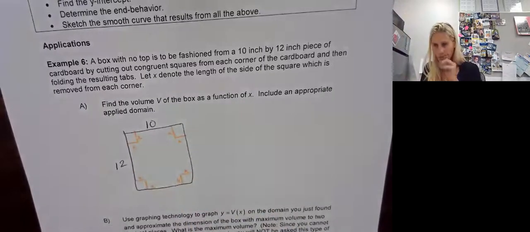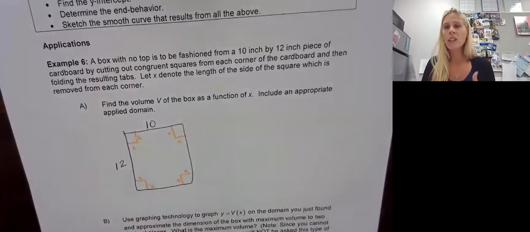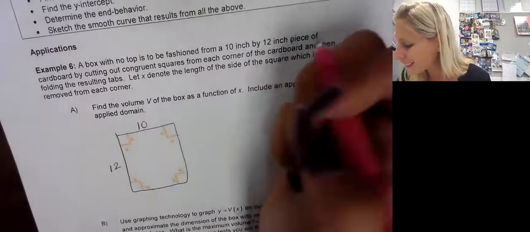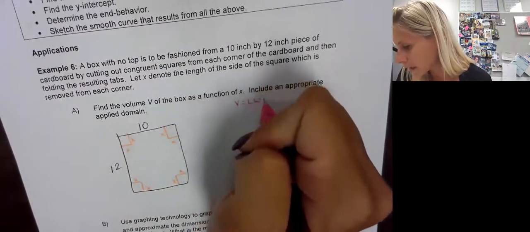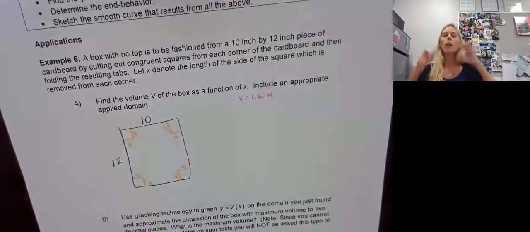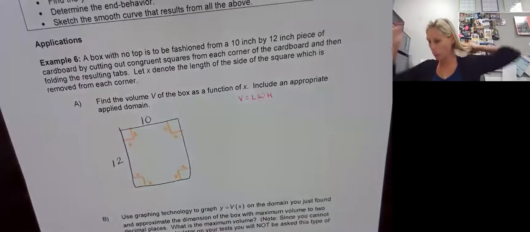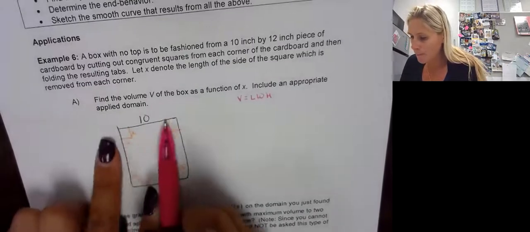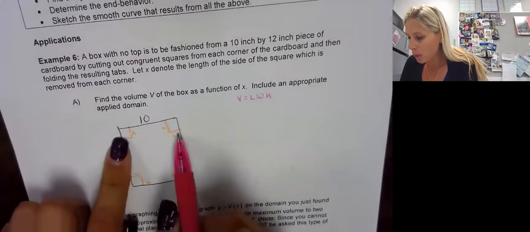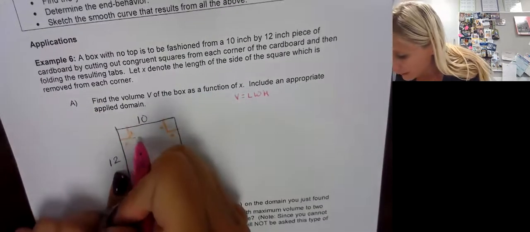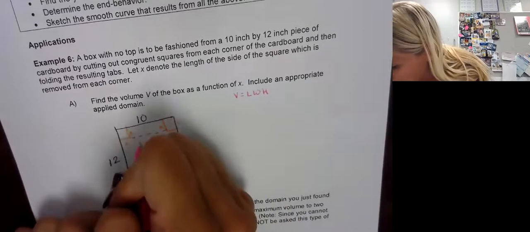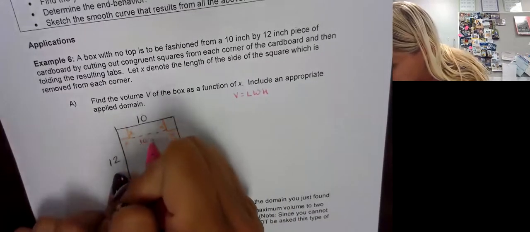What it wants us to do is find the volume of the box as a function of X. In other words, we're going to create a function and only have X variables in it. Because think of this: volume equals length times width times height. But we don't want that. We want all X's. So if we look at this length right here, the whole thing's 10, but we're cutting out an X here and an X here. So this length of our box is actually 10 minus 2X.